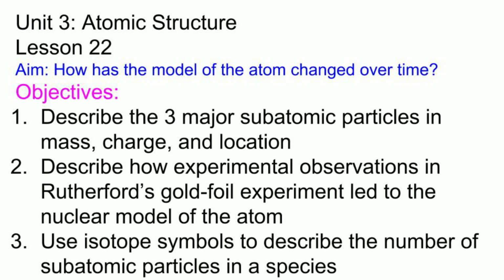In this lesson, we'll continue our exploration of how the model of the atom changed over time. We're 2/3 of the way done. In addition to describing the major subatomic particles, we are going to delve deeper into Rutherford's gold foil experiment and see how his experimental outcomes led to the nuclear model of the atom, the model of the atom with a nucleus. Again, we will reinforce how we read isotope symbols to determine the number of protons, neutrons, and electrons in a species. Make sure you are taking notes as you follow along.